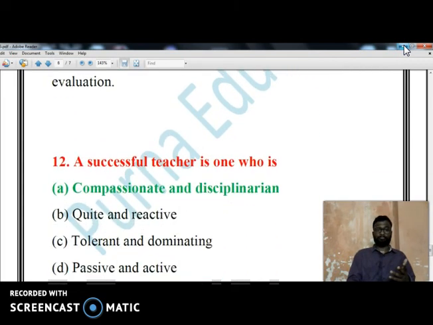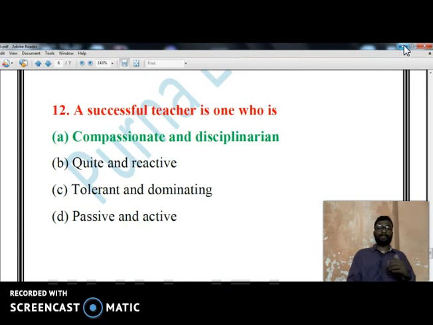Yes. A successful teacher is the one who is compassionate and disciplinarian, quiet and reactive, tolerant and dominating, passive and active. Who is a compassionate and disciplinarian? Who is passionate towards their profession? Right? Yes.